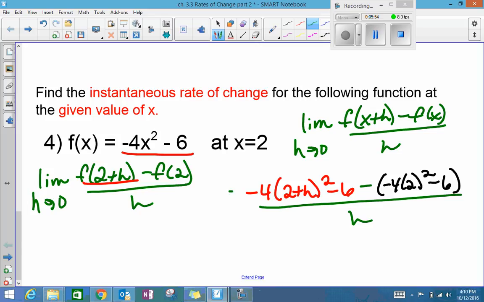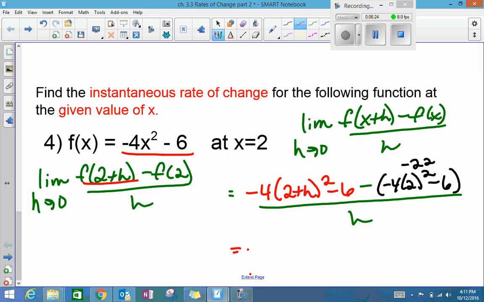So as we simplify this, first of all, I'm just going to simplify f of 2. That's going to be 2 squared is 4, times negative 4 is negative 16, minus 6 is negative 22. 4 times 4 is 16, negative 16, yeah. And so now we're going to simplify the f of 2 plus h.